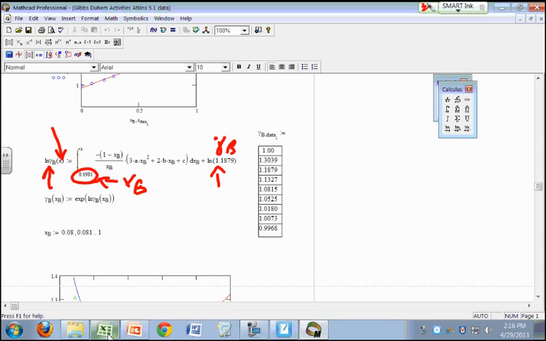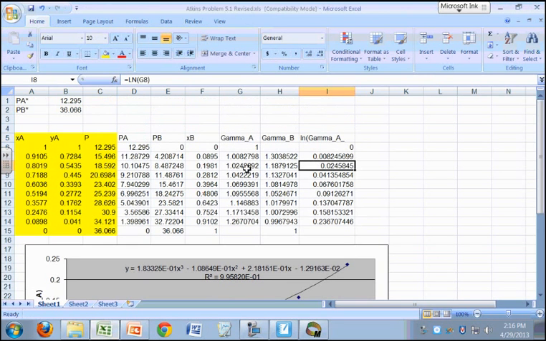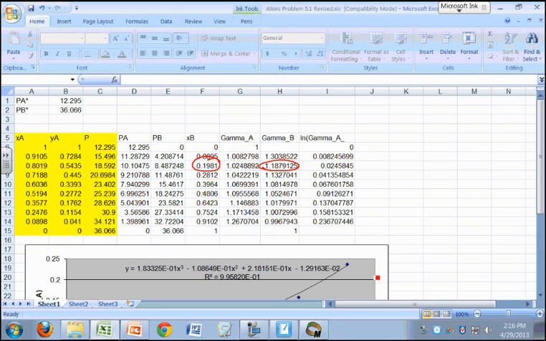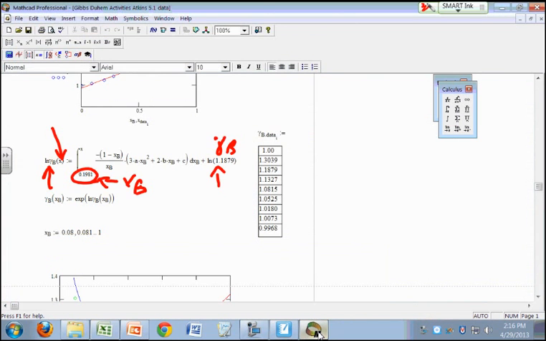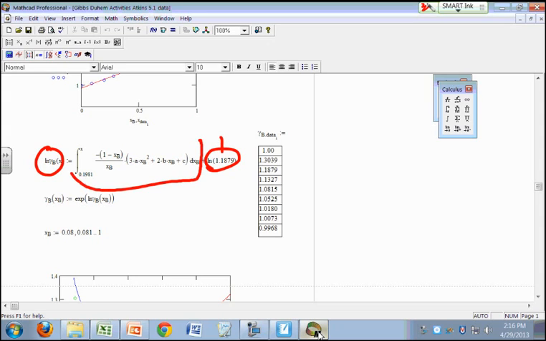So if you go back to your Excel spreadsheet, you can see right here when mole fraction of B is 0.1981, right here, gamma sub B is 1.1879125. All right. So this is really ln of that minus ln of this would be equal to this thing right here. So I just moved this one over to the right side.